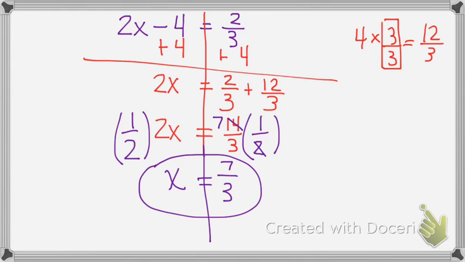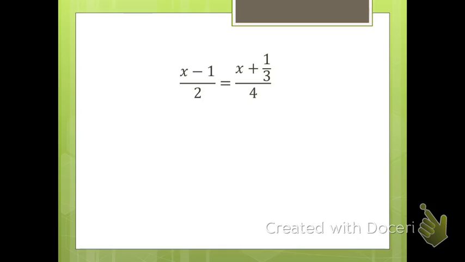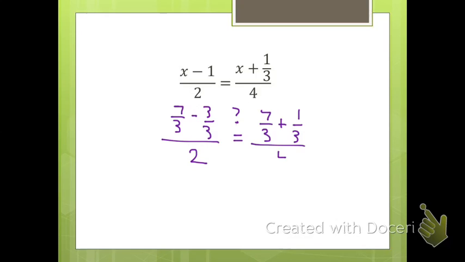And we will want to go back and check that. So let's go back there. So to check that, I'm going to put 7 thirds in for x. So I'd have 7 thirds minus 1, which I'm going to write as 3 thirds, over 2. And I'm just trying to verify that these are equal. And so I'd have on this side, 7 thirds plus 1 third over 4.